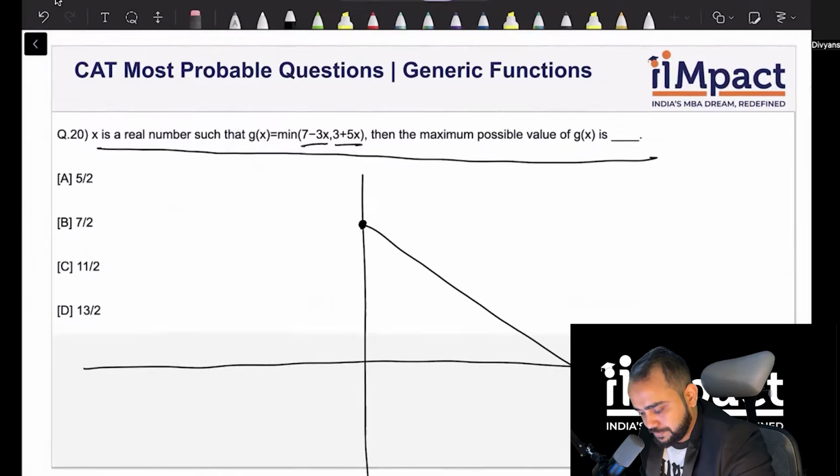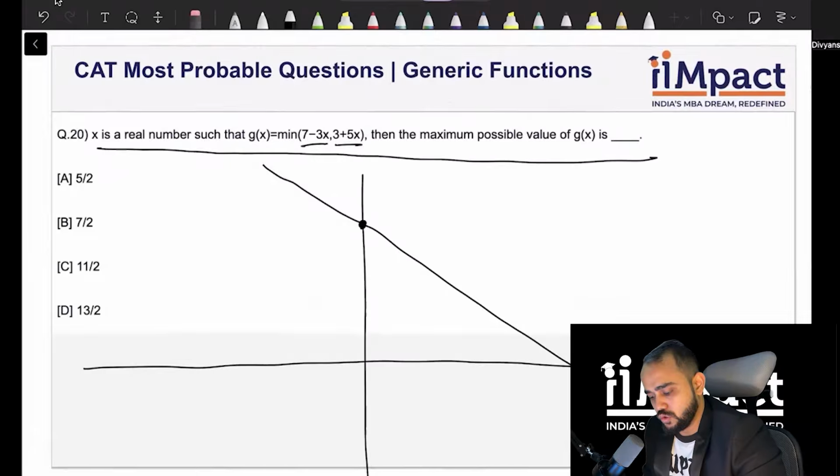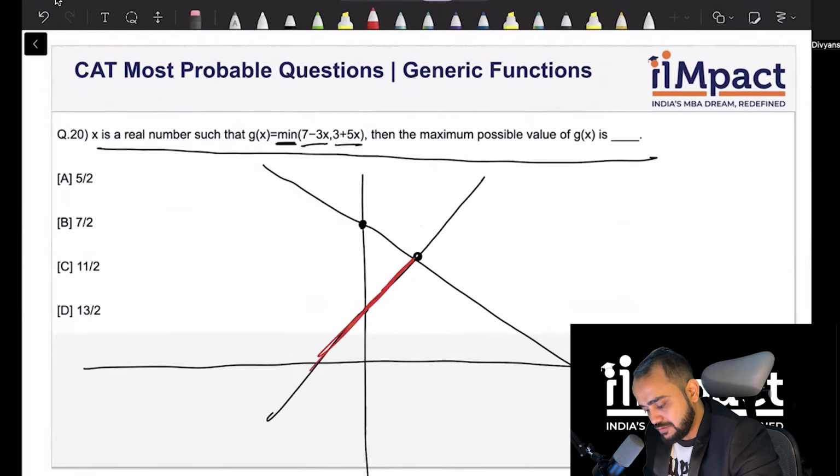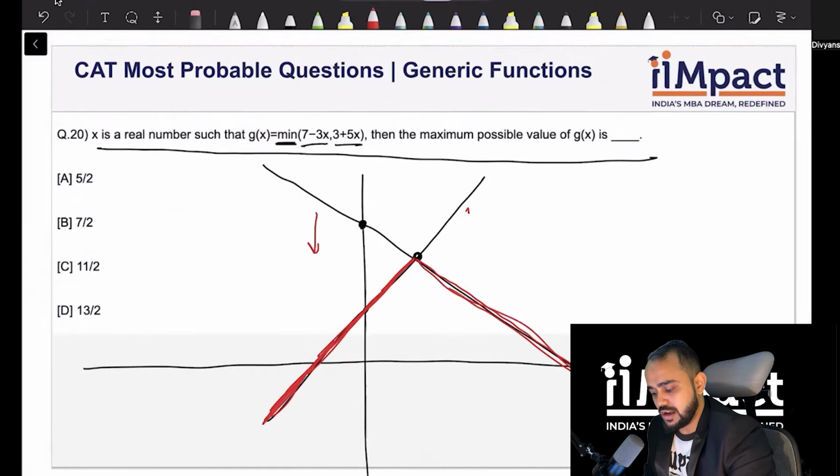Positive intercept of 7 and negative slope of minus 3. The second one will pass through the point y is equal to 3 with a slope of 5. So it will go something like this. Now this function is taking the minimum out of these, which means it will take this value because it's below the other graph, and then it will switch to this graph, because then this one will shift. So this is going to be the graph of this function.